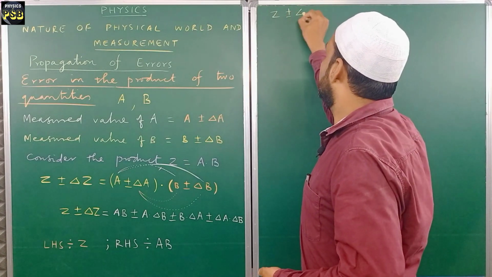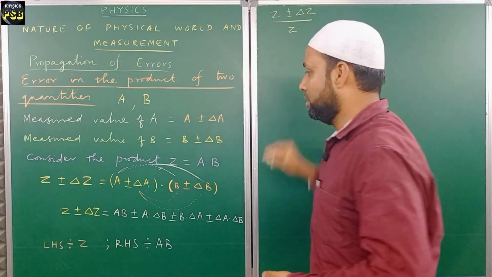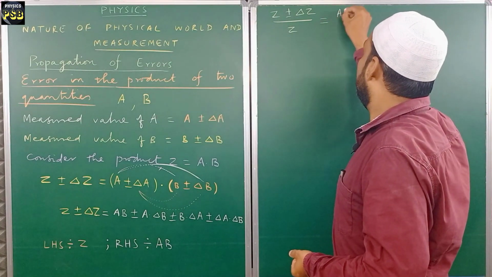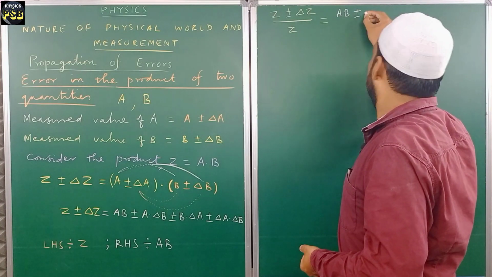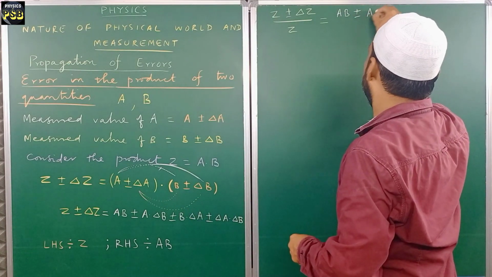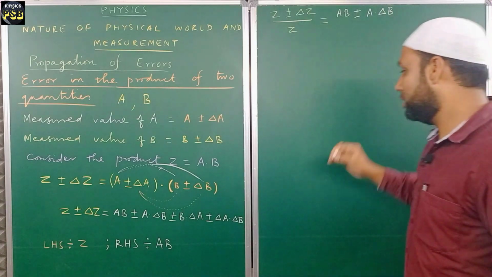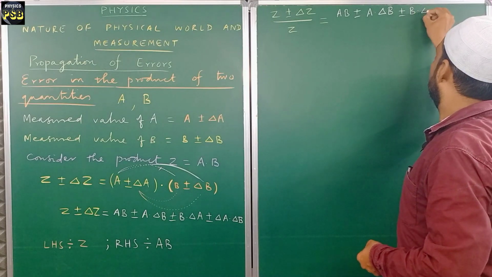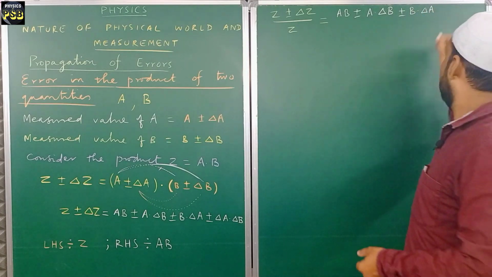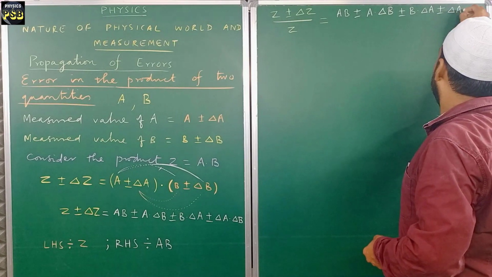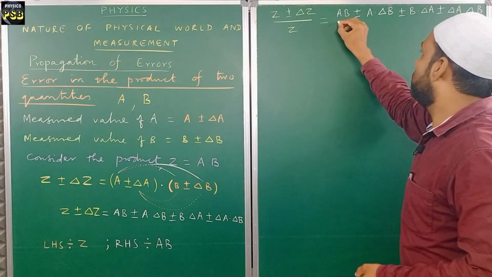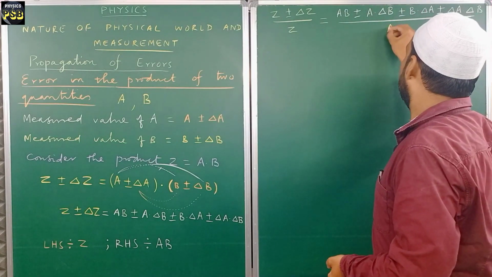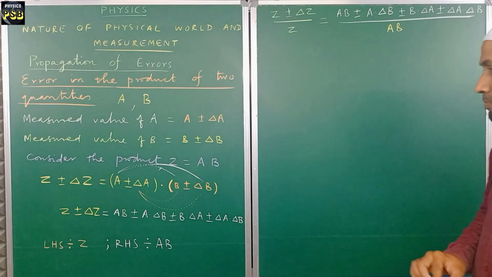Z plus or minus delta Z divided by Z is equal to AB plus or minus A dot delta B plus or minus B dot delta A plus or minus delta A dot delta B, whole divided by AB. Okay.